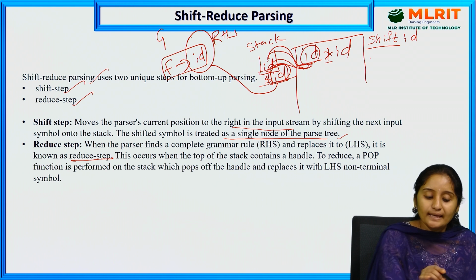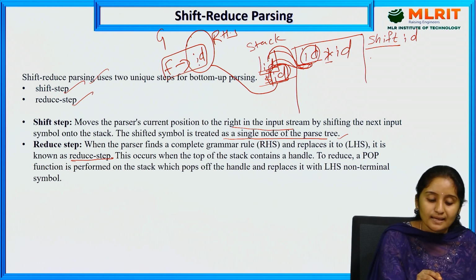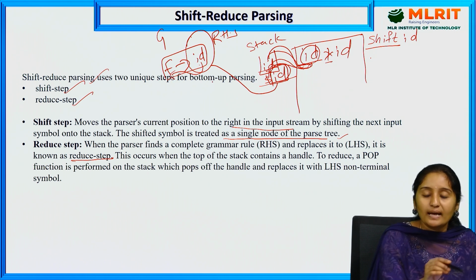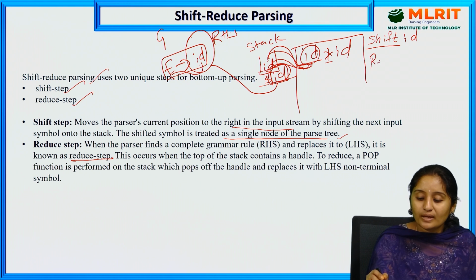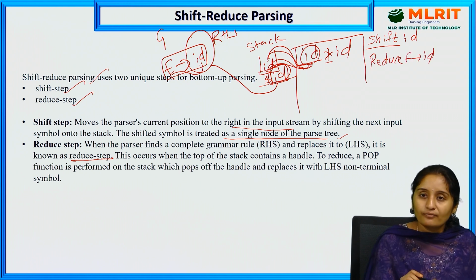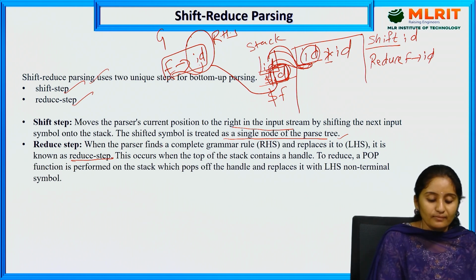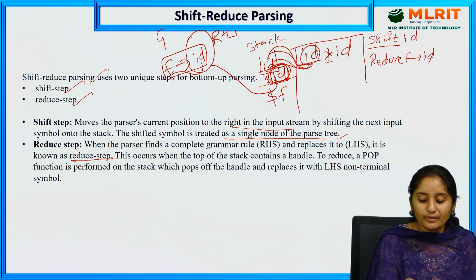If this ID is found in my grammar on the right hand side, then replace this ID with the left hand side non-terminal. So we can write it as reduce F tends to ID. This ID is replaced with F, $F. See here, when the parser finds a complete grammar rule and replaces it with the LHS, we are going to call it the reduce step.